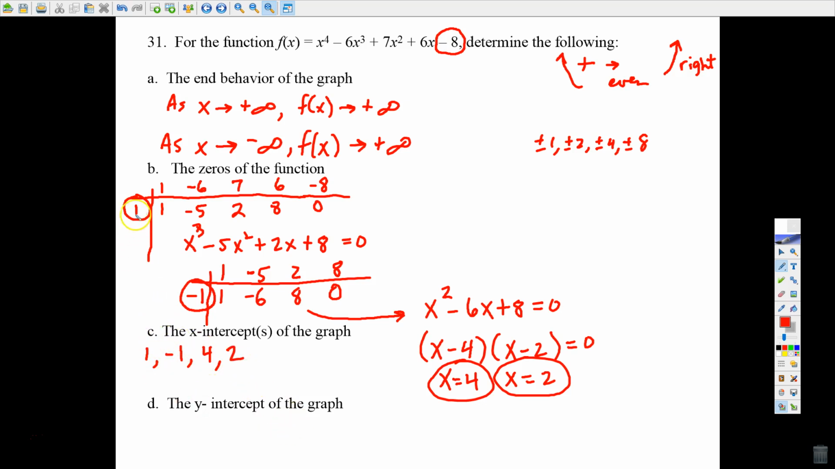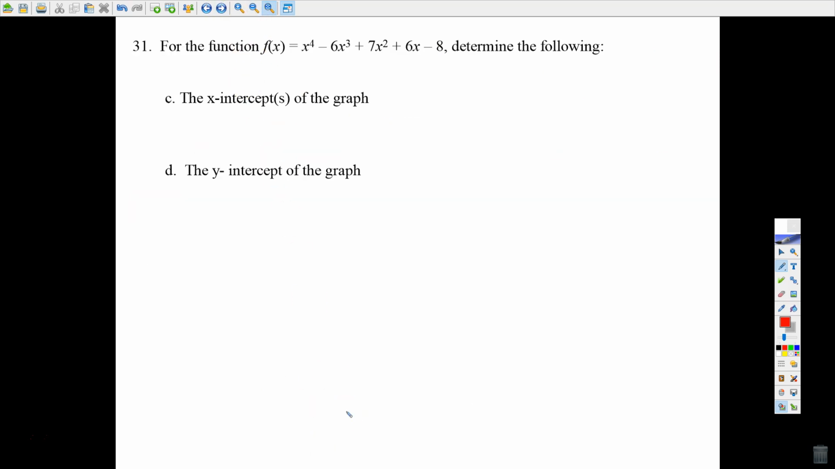So my answer for letter C will just be these numbers again. Not only are they zeros of the function, but since they're all real, they're also the x-intercepts of the graph. And then finally, letter D, the y-intercept, that's always easy. I've already circled it. The y-intercept is always the constant at the end of the function, and that's -8. If you're not sure, you always plug 0 in for x to get the y-intercept, and if you do, all these terms will drop out. It'll just leave you with -8. There's your final answer for 31, and then we just have one more.